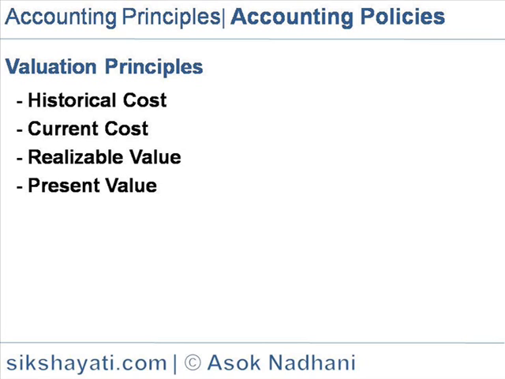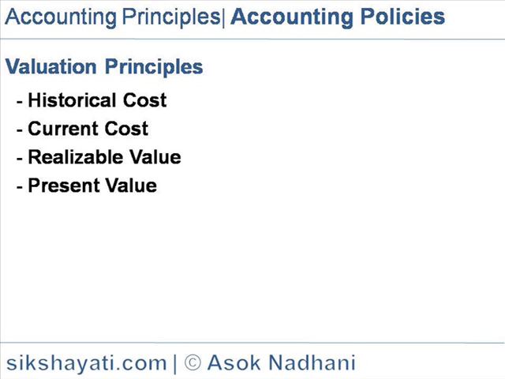Current cost. Under this valuation principle, assets are carried at the amount of cash or cash equivalent which have to be paid now to acquire the same or equivalent asset currently. Liabilities are carried at the undiscounted amount of cash or cash equivalents that would be required to settle the obligation currently. Example, a liability is due to a creditor for rupees 5,000.